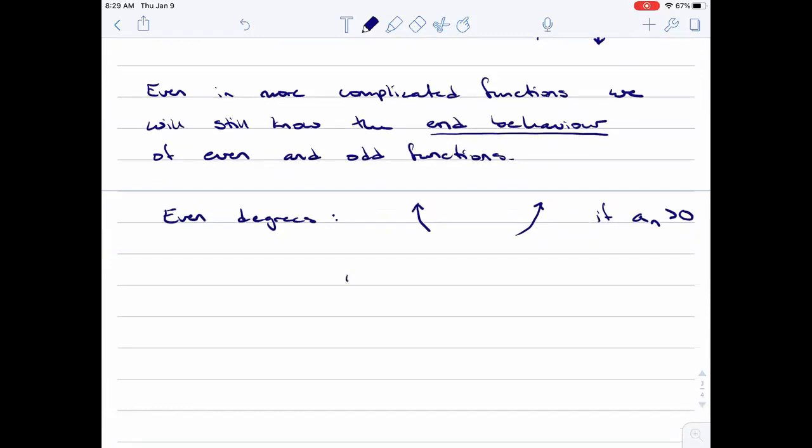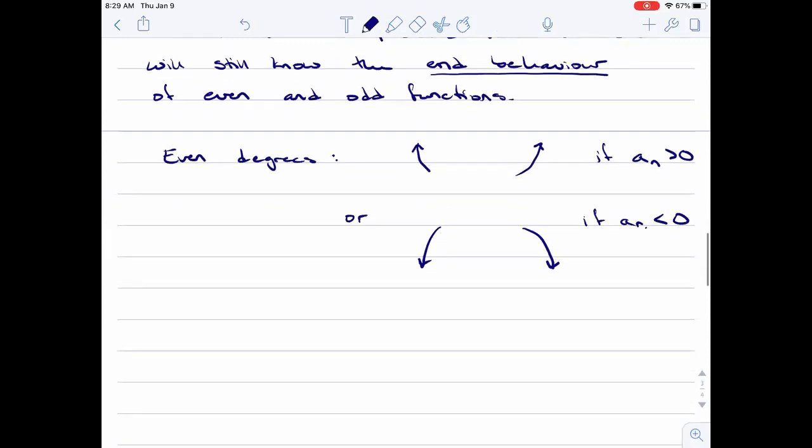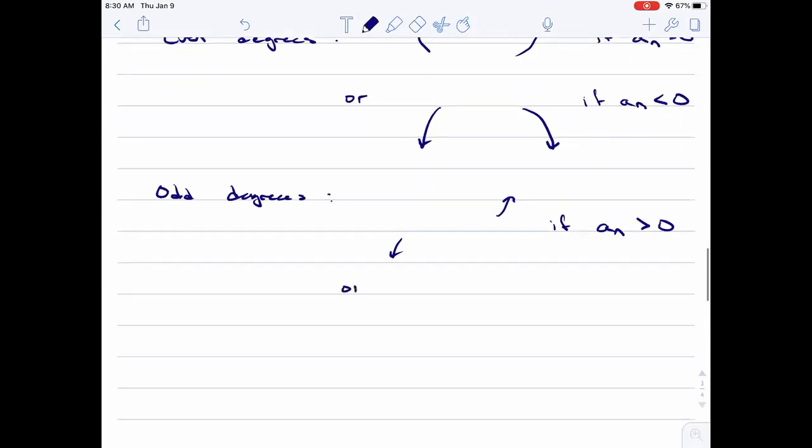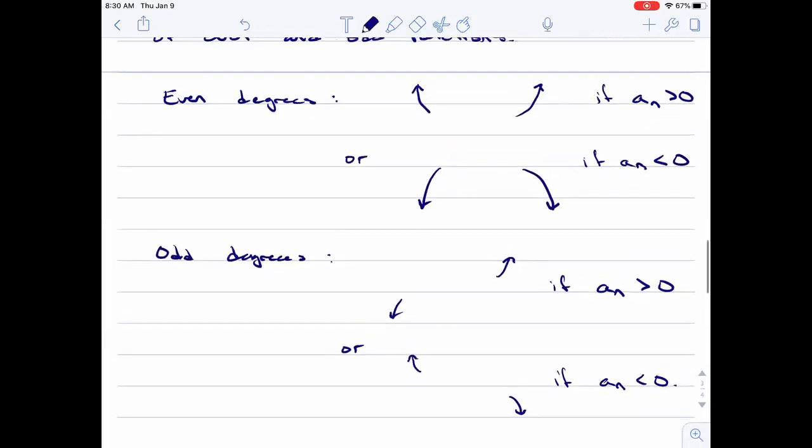Or it'll look like this, the end behavior if a sub n is less than 0. Same thing for odd degrees. Never mind the middle part. For odd degrees, the end behavior will be something like this if the leading term is positive, and the opposite if the leading term is negative. Or, let's see if I can get these straight. If a sub n is less than 0.